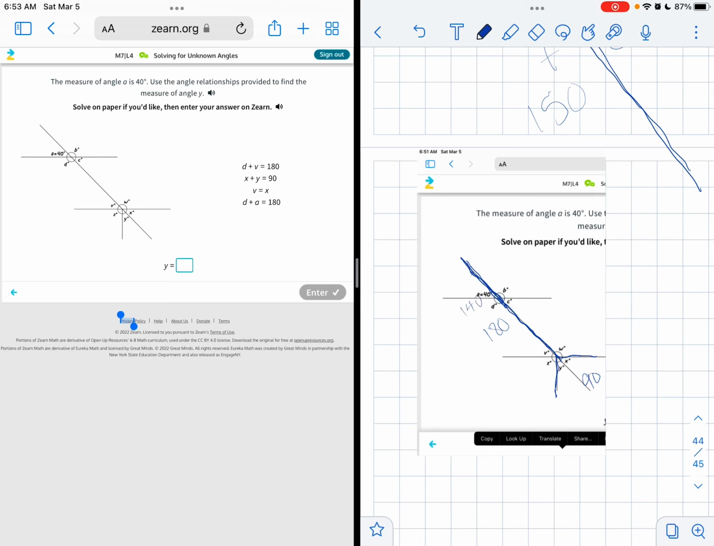We know that since D is 140 and D and V have to equal this 180, V is going to be the other 40. And we know V and X are the same, so this is 40. And since this and this have to equal 90, this would have to be 50. And then we have solved it.